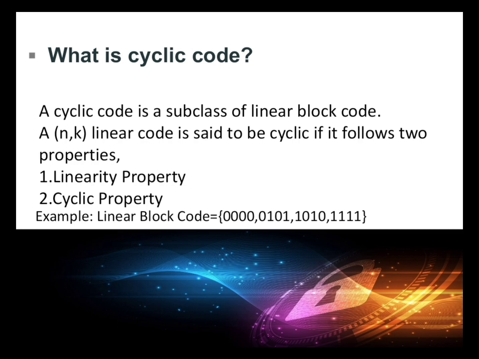So the other property is the cyclic property, also called the cyclic shift property. There are two shifts, one is right shift and one is left shift.